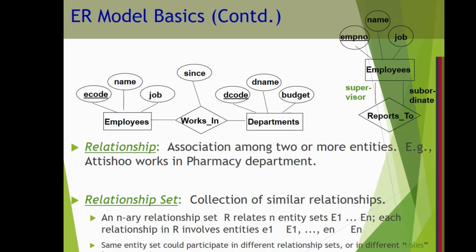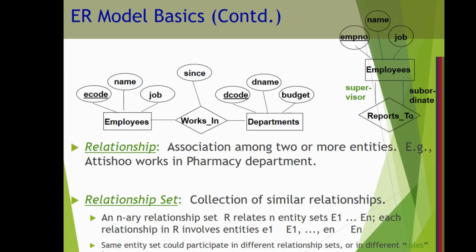Now see this example very clearly. There are two ER diagrams. The first one I will explain to you: employees works in departments. What are the attributes of employees? Employee code, name, job. Employee code is the key. Departments: department code, department name, budget. The budget is allocated to the department for expenses. So department code is the key attribute.